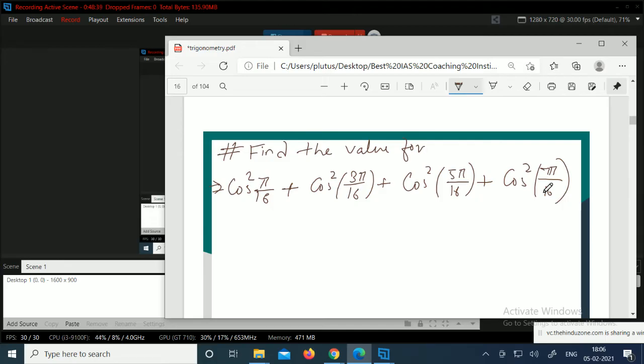Just try to make interchange combination based on the complementary or supplementary angles. Sir, can we use cos A plus cos B? How are we going to use cos A plus B? Because here it's square.